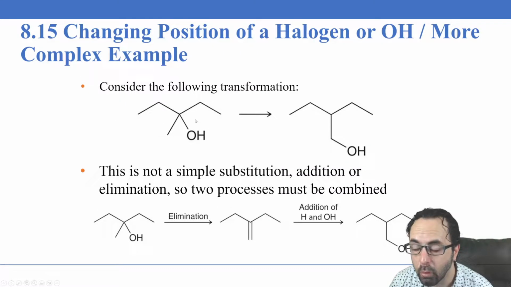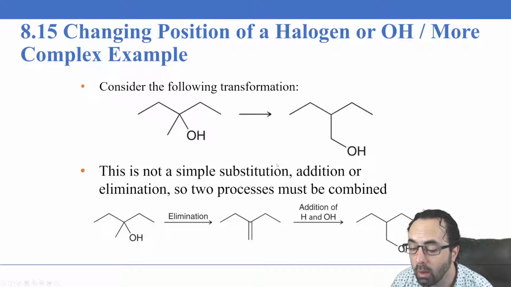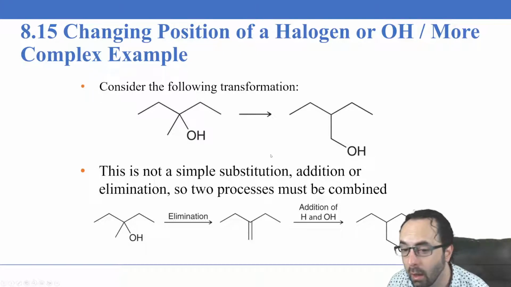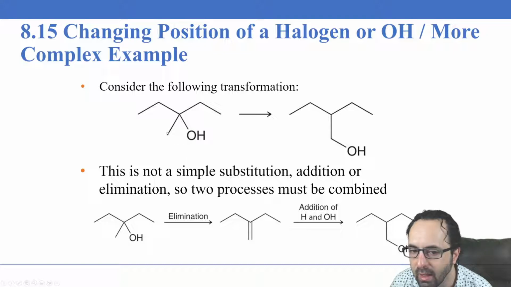Here's another example where we have a reactant molecule that has an OH group, and our product has the OH group, but it's moved over by one spot. So again, this is another one where we want to do an elimination followed by an addition. And so we're going to do an elimination, and notice for the elimination, what we want is an elimination that can move us the OH group over here.